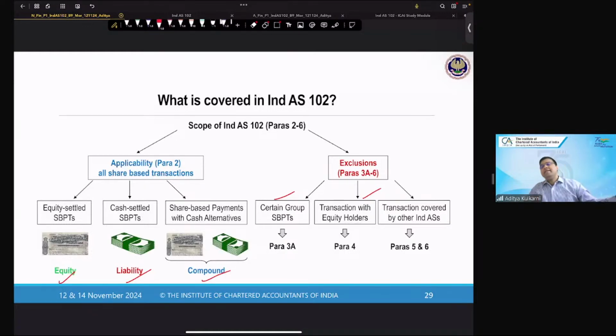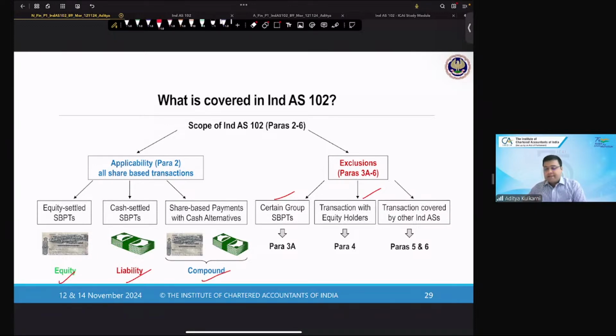I make a rights issue and they subscribe to it. Will it be covered under share-based payment? Answer is no, because in this case they are not performing any service. They are providers of capital. So therefore, transactions with equity holders is not covered under Ind AS 102.